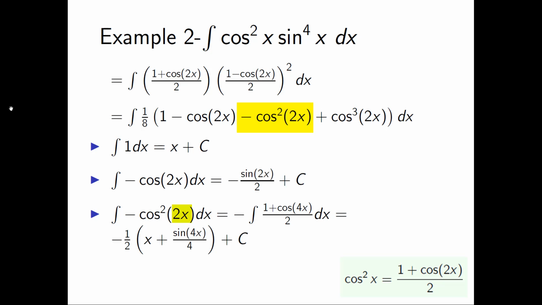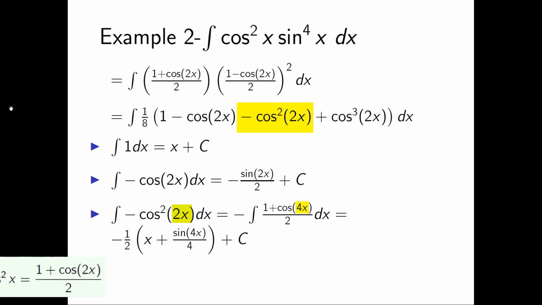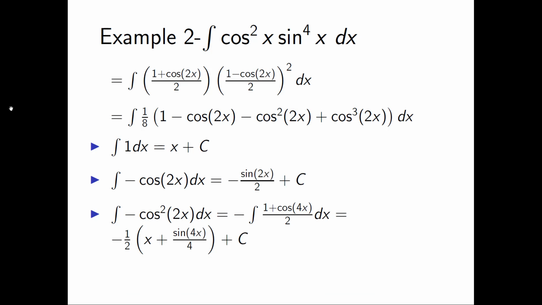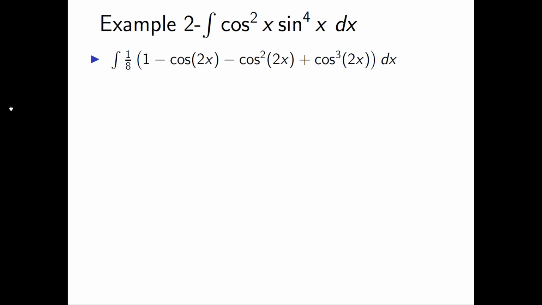So when we apply this, we have to double this 2x, so we get a 4x here. That's why this is a 4x. But again, once we've reached this stage, this is fairly easy to integrate. So we get the minus 1/2, the 1 integrates to x, and the cosine 4x is sine 4x over 4. Okay, so that's the first 3. Just a reminder of what we're doing, that's the integral there.